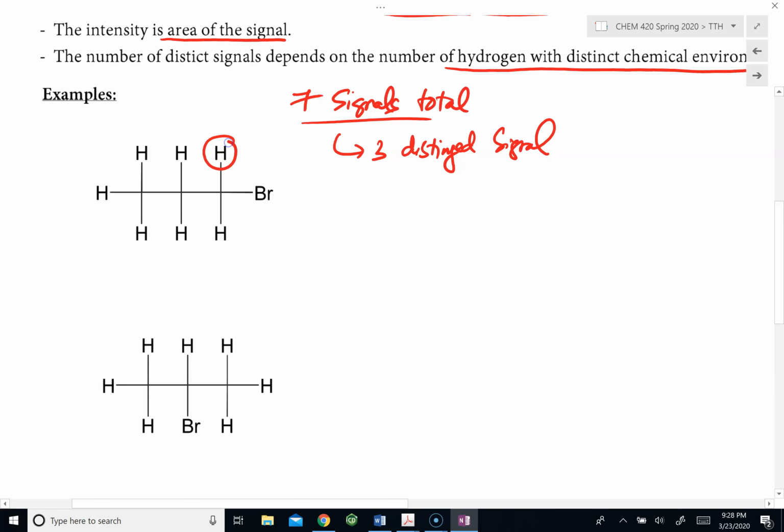These two hydrogens right here are chemically similar. The reason is because they're the same distance to this bromine, and they're exactly the same thing. So therefore, we would expect to see one signal that consists of these two hydrogens. These two hydrogens will give us one signal, and the intensity of the signal from these two hydrogens will be twice compared to another signal that is made up of one hydrogen.